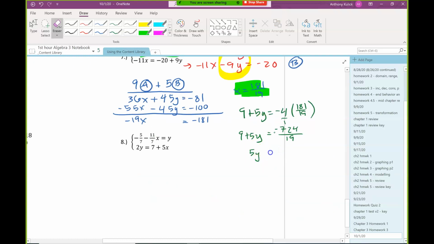But to subtract 9 from 724 over 19, I need to have a common denominator. So I'm going to multiply 9 by 19 over 19. We okay there? So when I add those two fractions together, I get 895 over 19.